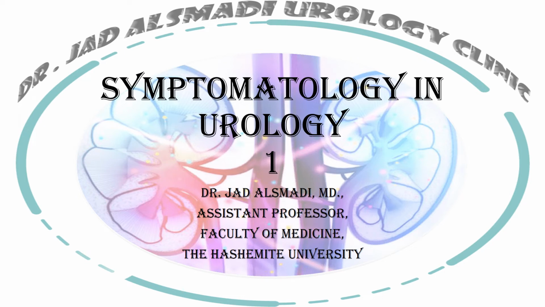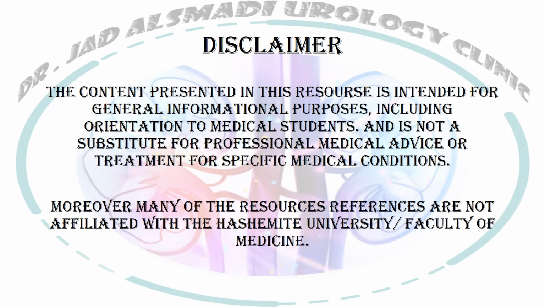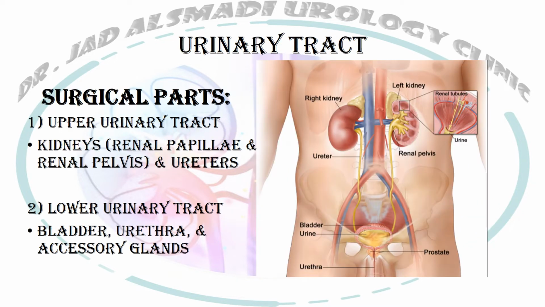We will continue our talk about the anatomy that's pertinent to urology. In the last part, we talked about the kidneys. Now we will start talking about ureters. As we have said, the urinary tract is divided into the upper urinary tract, kidneys and ureters, and the lower urinary tract, which are bladder and urethra. We have talked about the kidneys. Now the ureters.